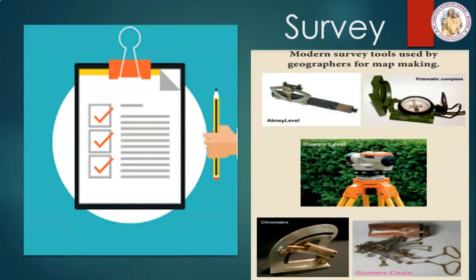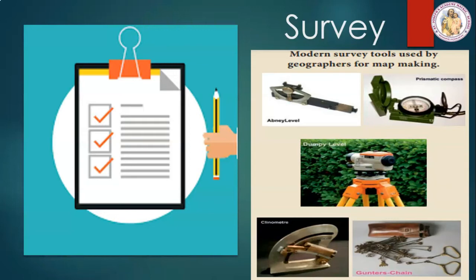Geographers mainly use chain, prismatic compass, plane table, dumpy level, ebony level, clinometer, theodolite, total station and GNSS to measure the distance, angle, altitude and position of the area of survey.